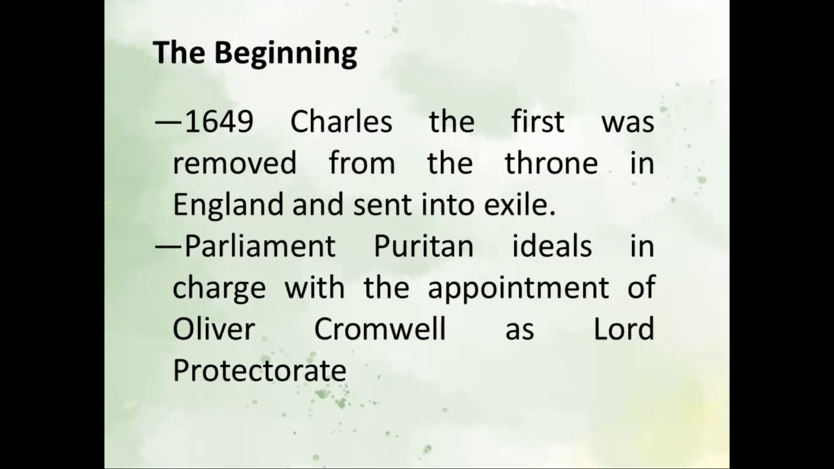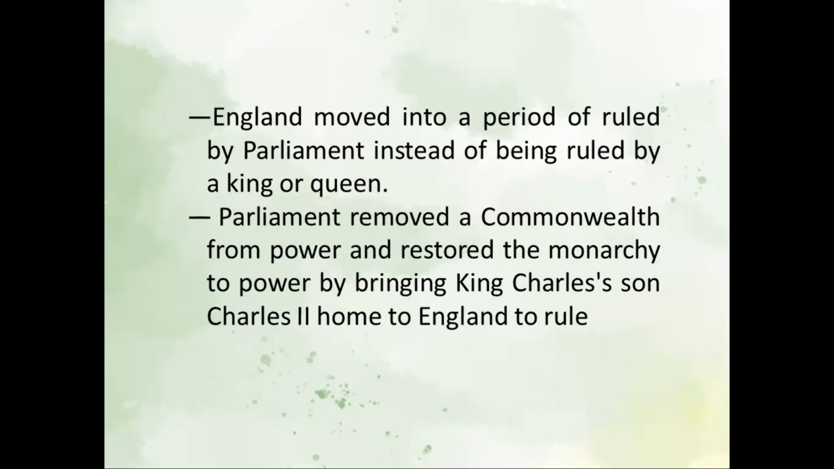The beginning was in 1649, when Charles I was removed from the throne in England and sent into exile. Parliament, with Puritan ideals, was in charge, with the appointment of Oliver Cromwell as the Lord Protector during that time. England moved into a period of rule by Parliament instead of being ruled by a king or a queen. All was well in England, and poets like John Donne marked the change from a warrior lifestyle to a court built on the ideals of the Puritan religion.